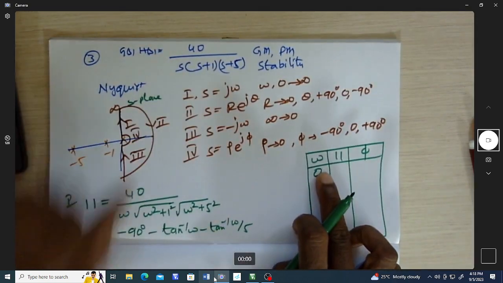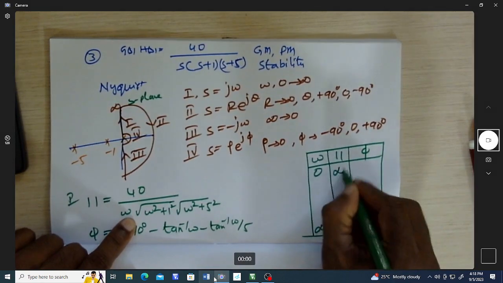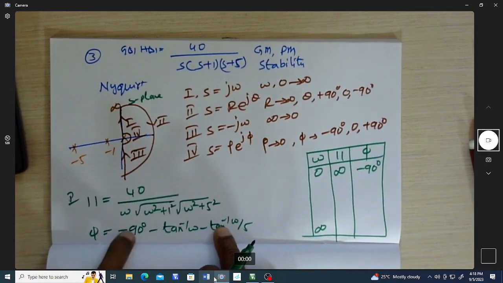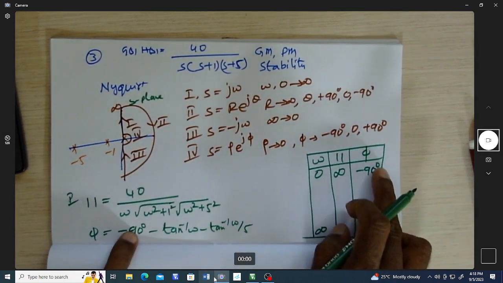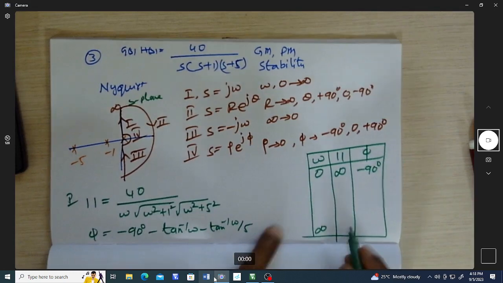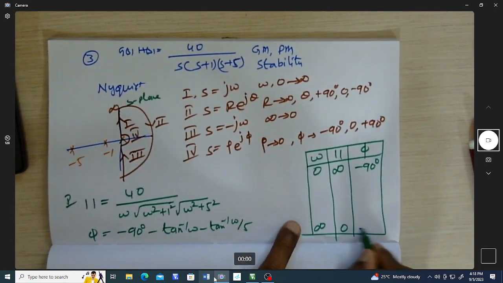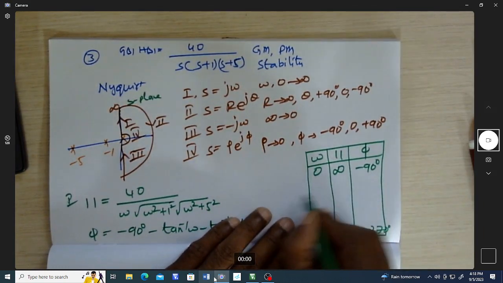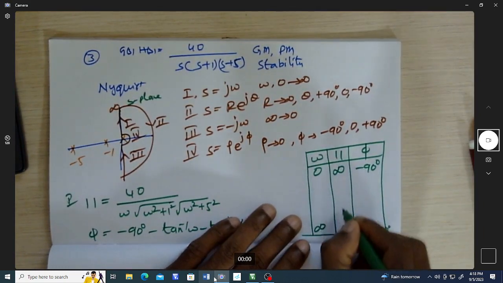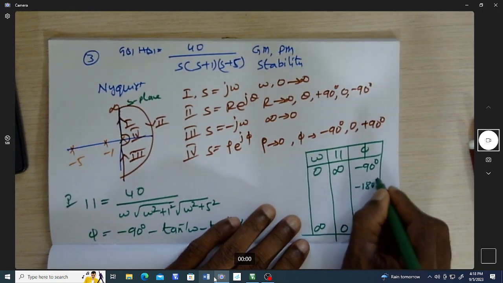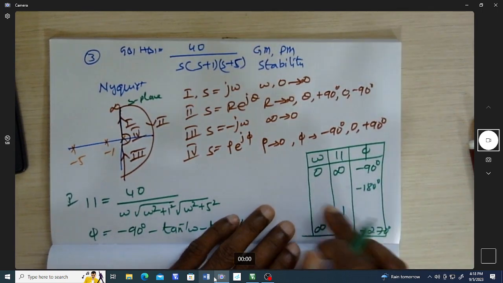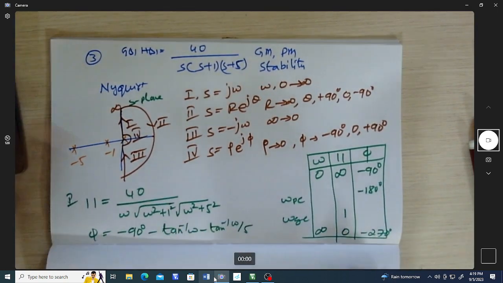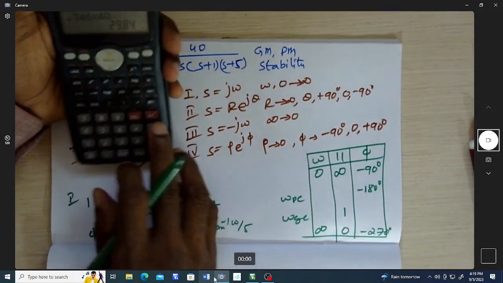When omega is 0, if you substitute omega 0, the magnitude becomes infinite and the phase becomes minus 90, because these two terms will contribute 0. When omega is infinity, the entire magnitude becomes 0 and the phase becomes minus 270 degree. We have to find two more frequencies: one at which the phase is minus 180 degree, which is omega PC, and one at which the magnitude is 1, which is omega GC. So let us find omega PC.